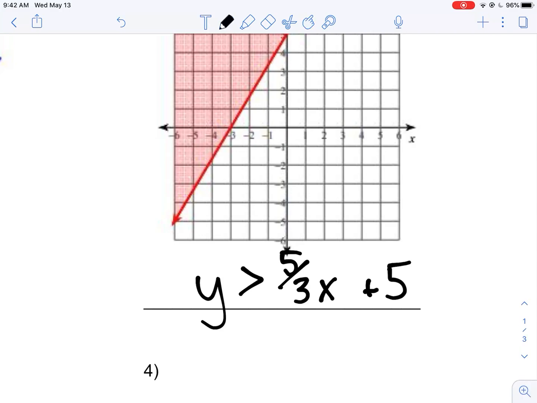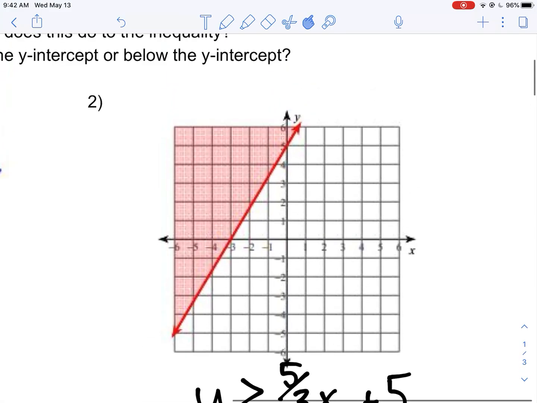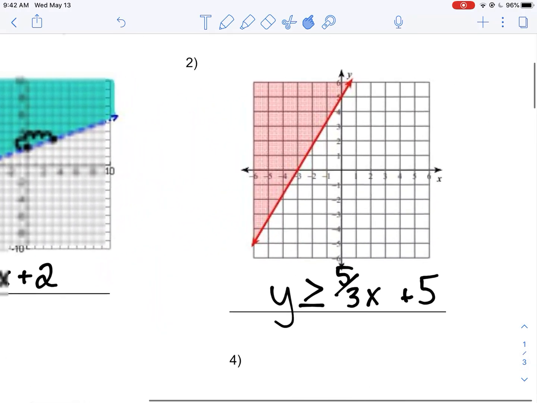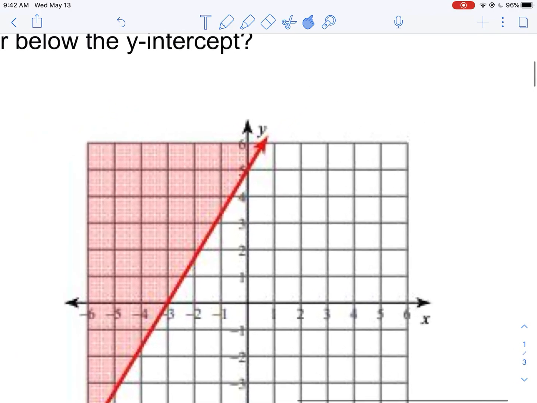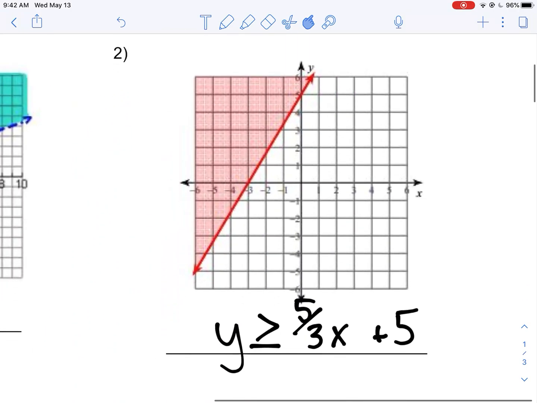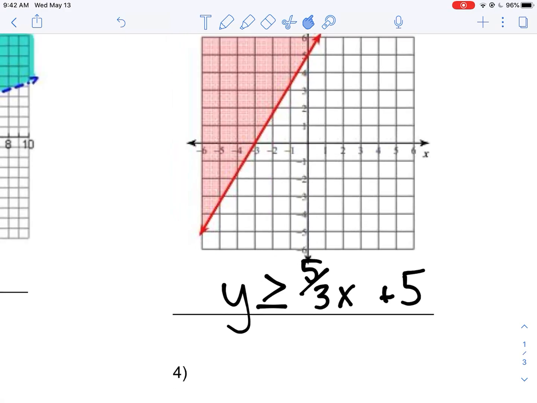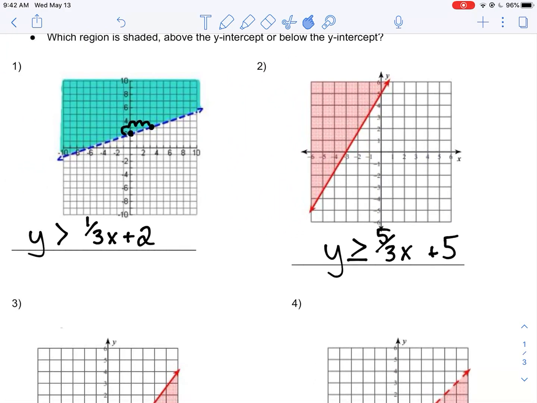Since it's a solid line, we're going to underline that inequality. And so for this one, we get y is greater than or equal to 5/3 x plus 5. So again, what I did was I looked for my y-intercept, 2 points to make my slope. I noticed that everything above my line was shaded, so I made that greater. And since the line was solid and not dashed, I underlined it, so it was y is greater than or equal to 5/3 x plus 5.